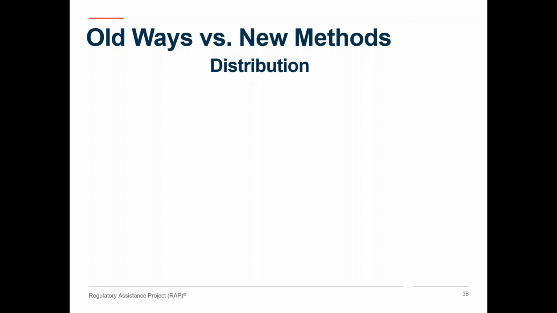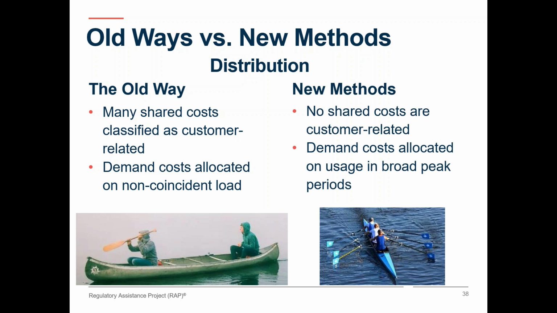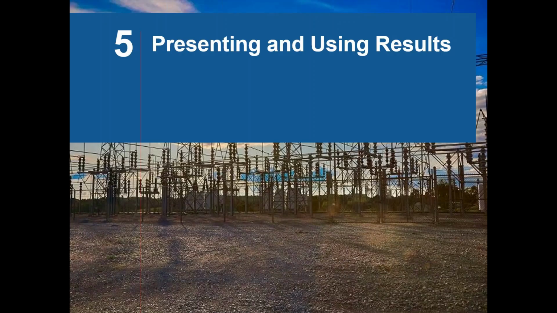Finally, distribution. Older methods of allocation would classify many shared system costs as customer related. They would allocate the remaining distribution costs on some metric of non-coincident peak demand. Modern methods only treat the customer-specific costs as customer-related. All shared costs are allocated on some metrics of usage. And peak should be measured over the broad periods of time that actually determine component sizing, not just an hour or two here and there. Now I'll hand it back to Mark to discuss how to present and use results.